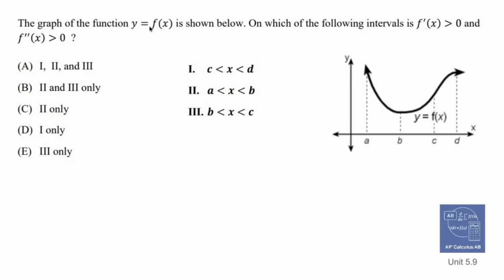The graph of the function y equals f of x is shown below. On which of the following intervals is f prime of x greater than 0 and f double prime of x greater than 0? If f prime of x is positive, that implies it is an increasing function. It doesn't matter what it looks like, as long as it's going up and to the right, it's increasing.